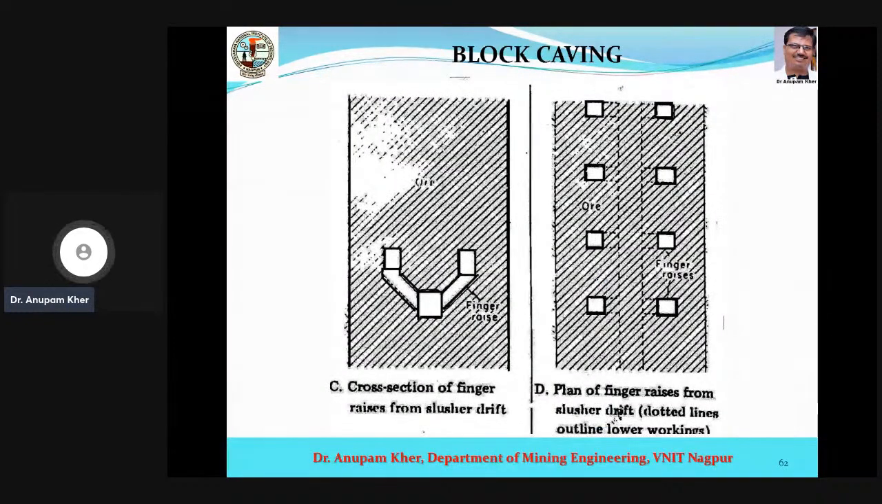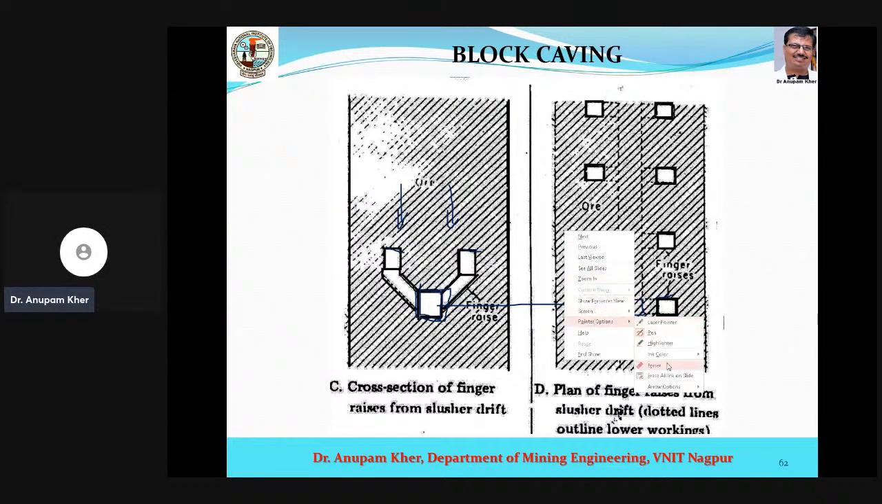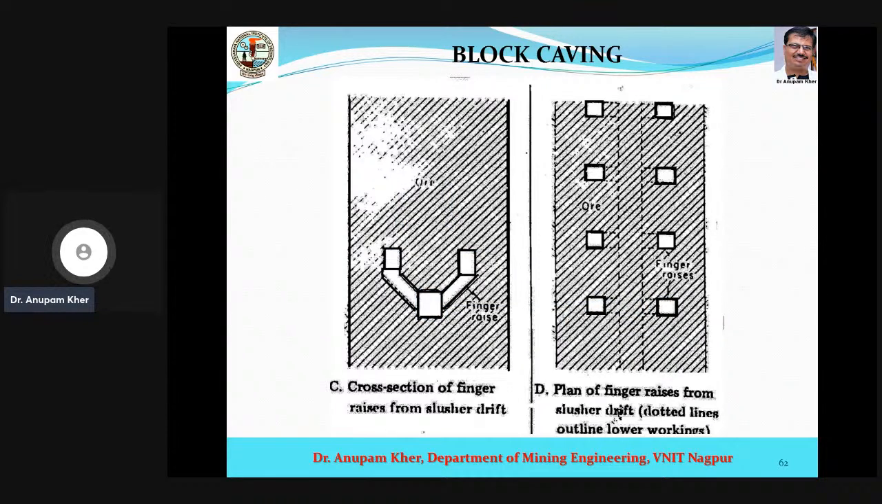Now further two more drivages are made here. These drivages you can correlate here. This is again the cross section. This is the plan view. So this drivage is here. This drivage is here in the plan. You have to understand this drivage is here. When we are looking from the top, we will see this one as this, and this one as this. So the finger raises are built here.